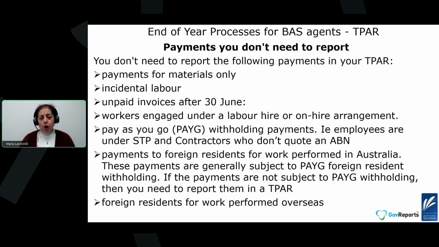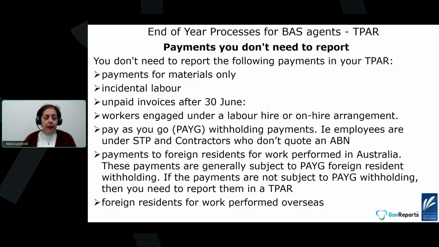There are some things that you don't need to report, and the ATO view is if in doubt, report it. But things that are materials only, you don't need to report. Is it incidental labour? For example, you might have hired a crane and an operator, but 90% of it is the cost of the machine hire and 10% is the operator. So that may not need to be included. Unpaid invoices after 30th of June, they're only after the ones that are paid pre 30th of June.